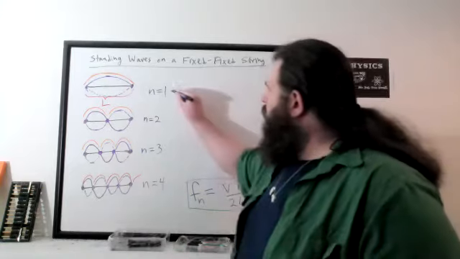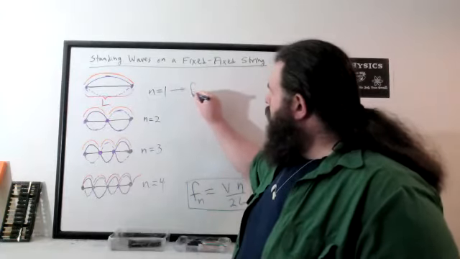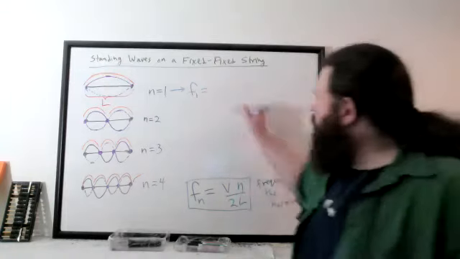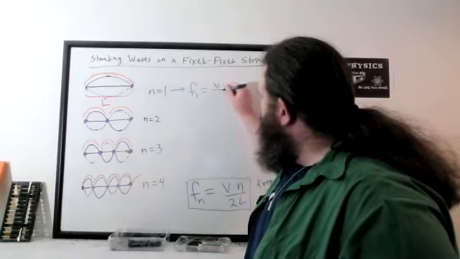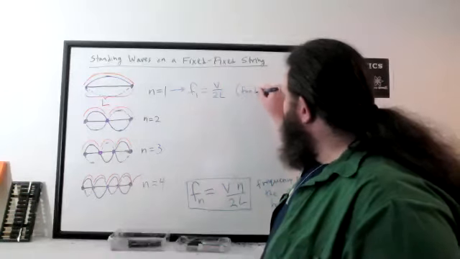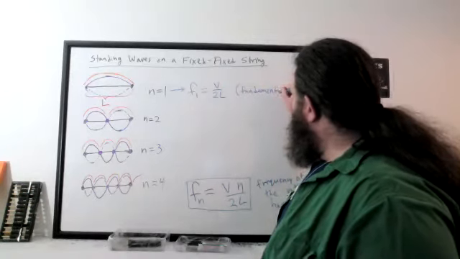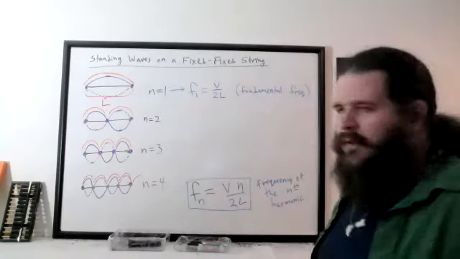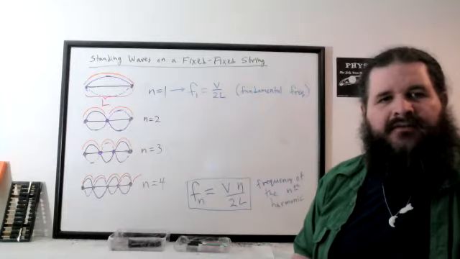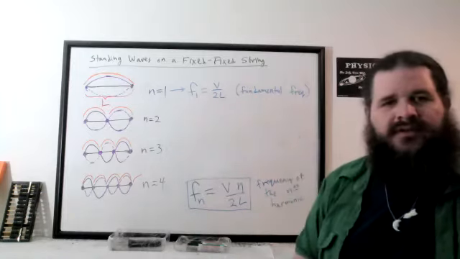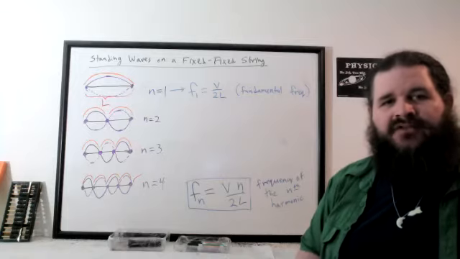n equals 1. F1, you plug in 1 for n, you just get v over 2L. And we call that the fundamental frequency. So that would be a note that you can hear from this string. When you pluck this string, you're going to hear this note. This is the pitch that you hear when you pluck the string.